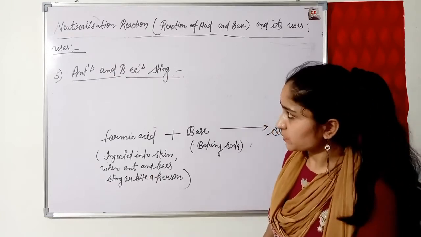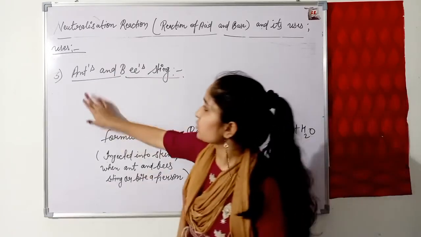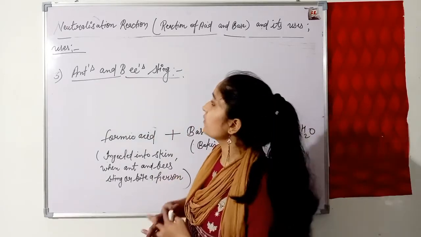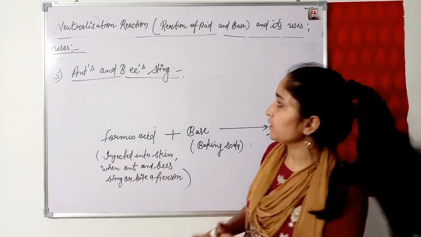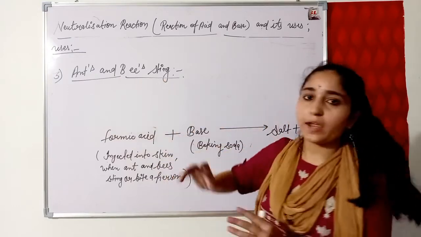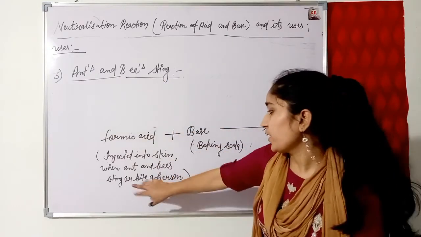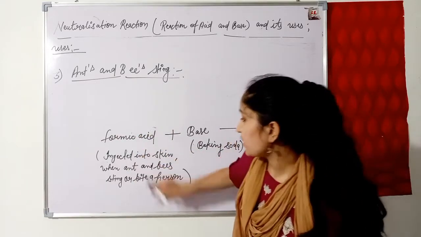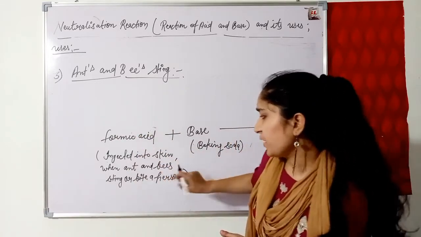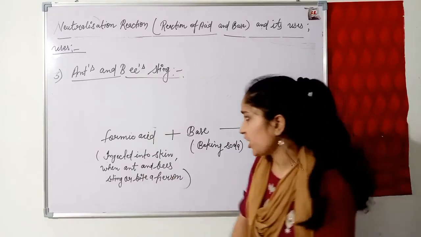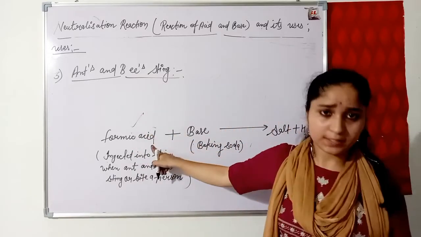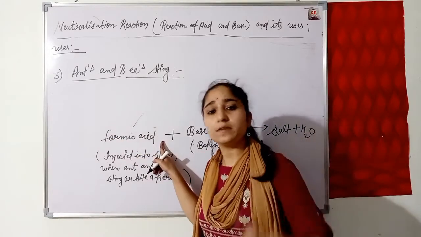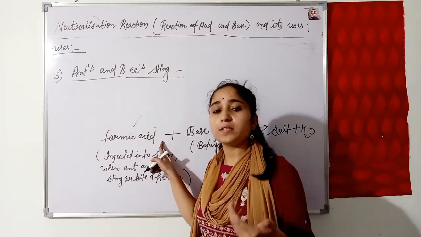Now the third use is in the case of ant and bee stings: how we can get relief from the acid that is injected by ants and bees when they sting or bite a person. When an ant or bee stings or bites a person, they inject an acid that we call formic acid, and because of this acid injected in our skin, it creates a lot of pain.